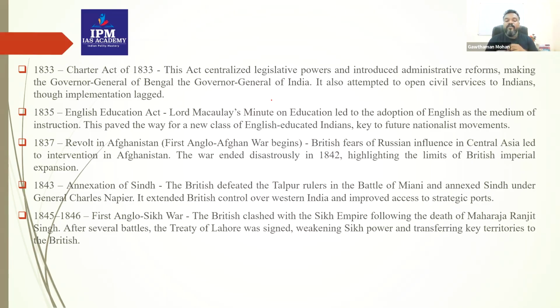1843. In 1845 to 1846, you could see the Anglo-Sikh War. So they are concentrating on this region right now. The British clashed with the Sikh Empire following the death of Maharaja Ranjit Singh, and after several battles, the Treaty of Lahore was signed, weakening Sikh power and transferring key territories to the British. So now the British are establishing their power in the Western region. If you look at our map, you can see that the British are everywhere. Okay, that is what is happening. So they were moving towards the western side.